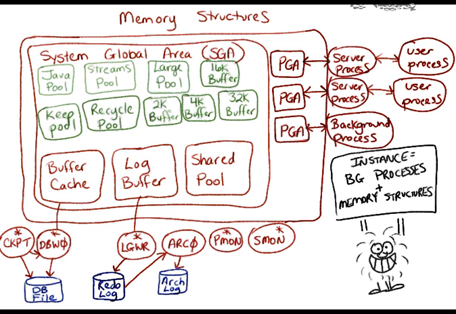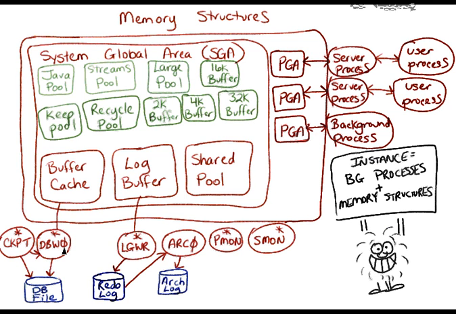Let's check out our processes. Anything in a circle in this diagram represents a process. Now down below here, we've got checkpoint, database writer, log writer, archiver, process monitor, and system monitor. So let's start off with our database writer, DBW0. The reason why there's a number there is because we might have more than one process, DBW1, DBW2, and so on.